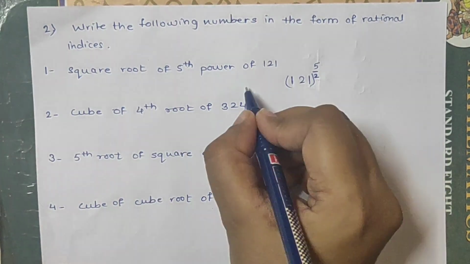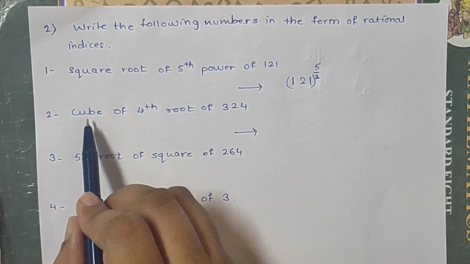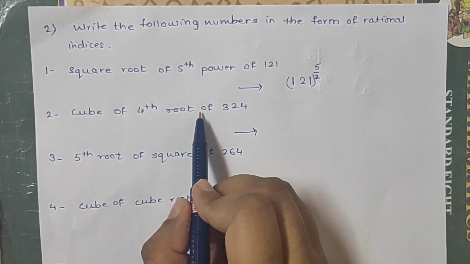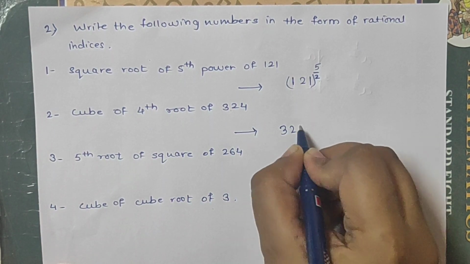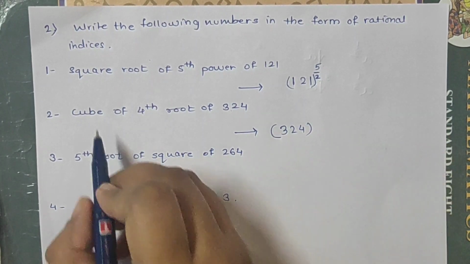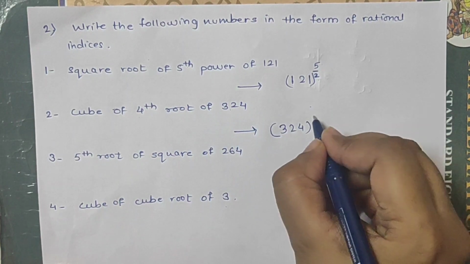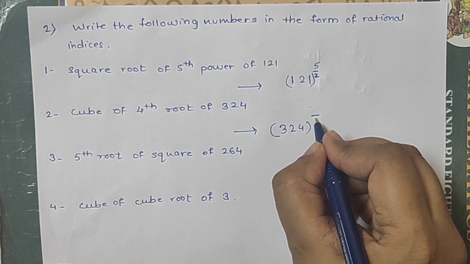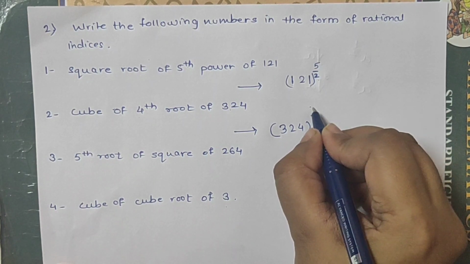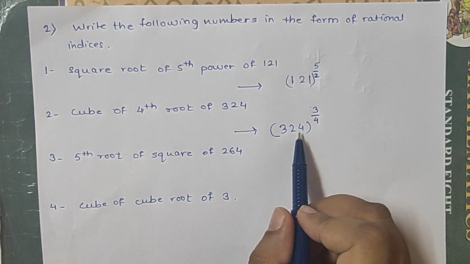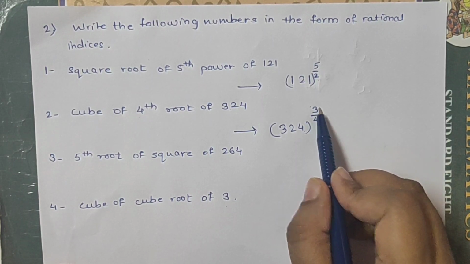Next is cube of fourth root of 324. First you will write 324. Cube of fourth root. What is said root? You have to write in denominator. Fourth root and cube of. So it will be 324 raised to power 3 upon 4.